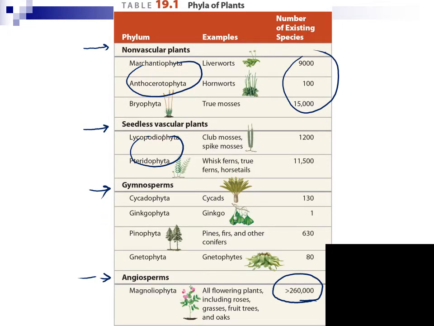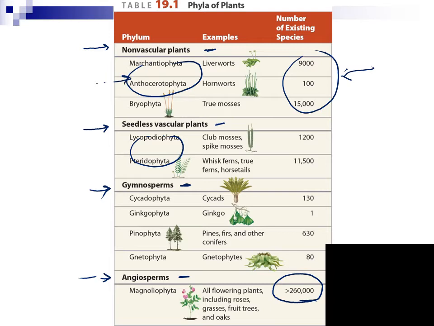So you have a table in your book in chapter 19. I like it just because it takes you from plants that are non-vascular to plants that are vascular but have no seeds, to plants that are vascular and do have seeds, to those that are vascular and have flowers. That's really all I want you to get from this, other than maybe the pictures. I'm not worried about numbers of species, and I'm not worried about these scientific names.